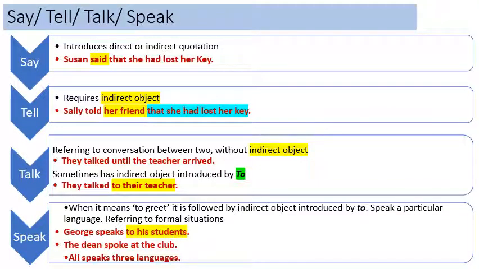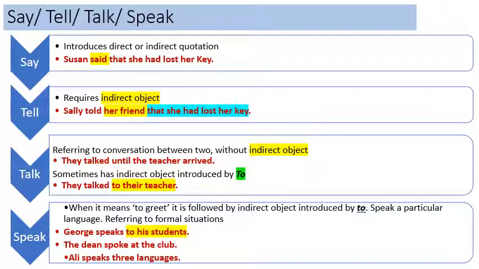Okay, moving now to the last part of the lecture, which is the verbs, and these verbs are somewhat confusing. Verbs like say, tell, talk, or speak. What each one of them takes, whether they take a direct object or an indirect object.